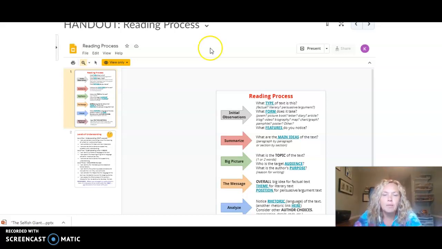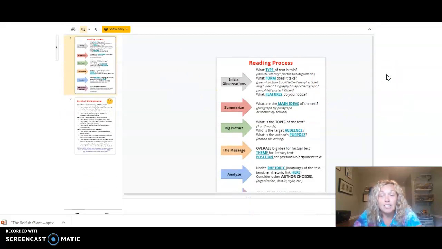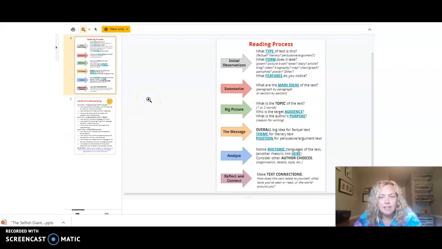So the reading process is basically the process you take to be an effective reader. And this is something that I'm really going to be referring to all semester. If you follow this process as you're reading, you're going to have a better chance of doing well in the assignments and understanding what we're doing in the class.